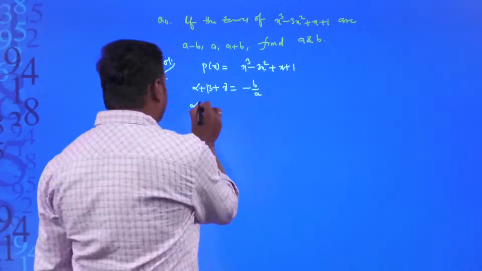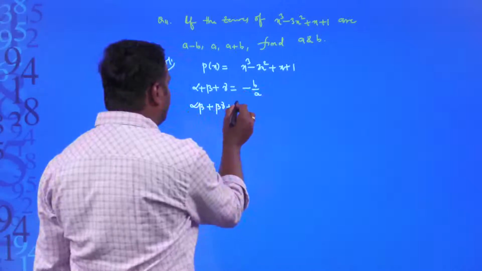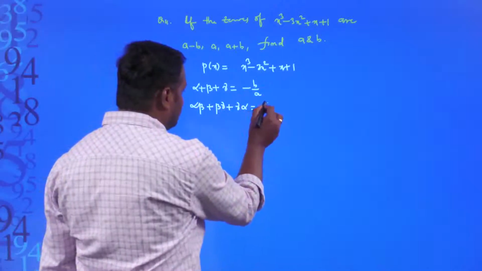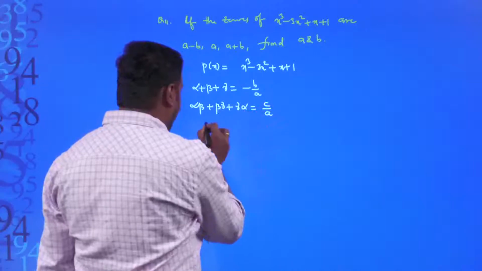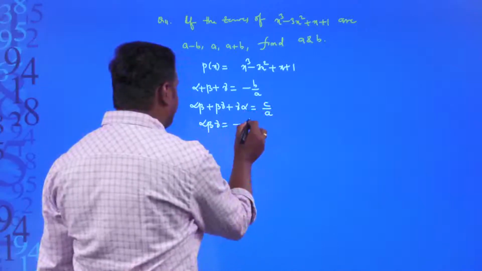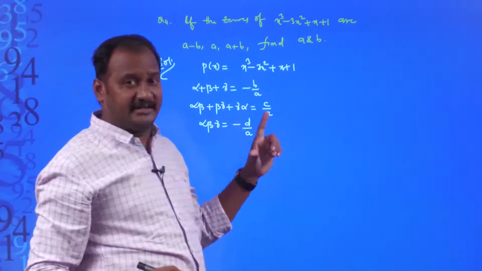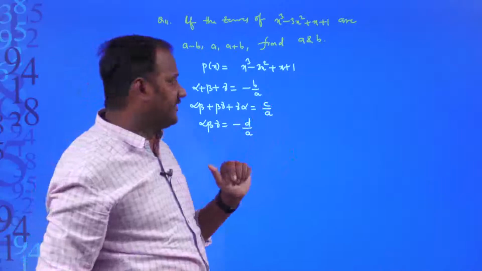And what is the formula for alpha beta plus beta gamma plus gamma alpha, which is equal to c divided by a, and alpha into beta into gamma is equal to minus d divided by a, because we have all these three informations for a third degree polynomial.